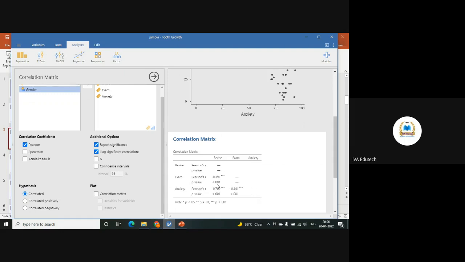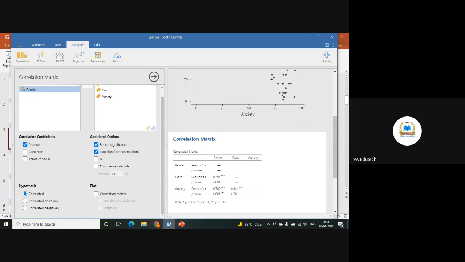So what does it tell you? That if revision is increased by one unit, exam performance increases by 0.397 units, or if revision is increased by 100%, exam performance will increase by 39.7%, and this is significant.